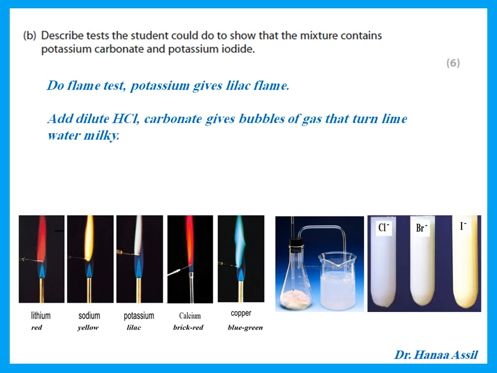What is the test for iodide? Remember, we have a test for chloride, bromide, iodide. We said add dilute nitric acid and silver nitrate. The iodide should give a yellow precipitate.